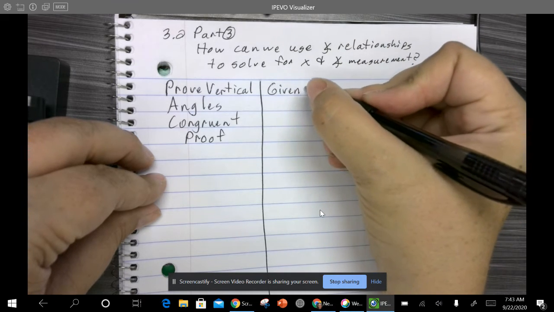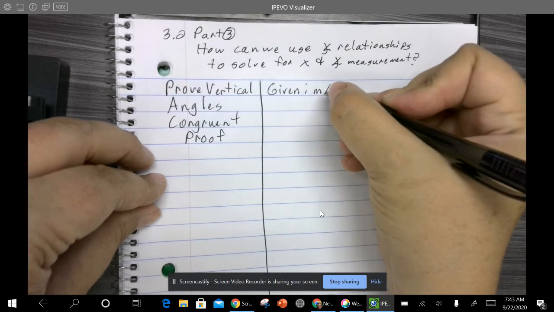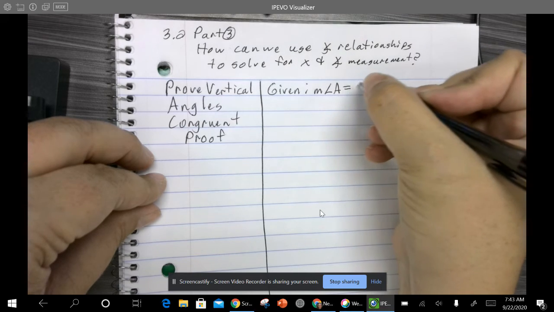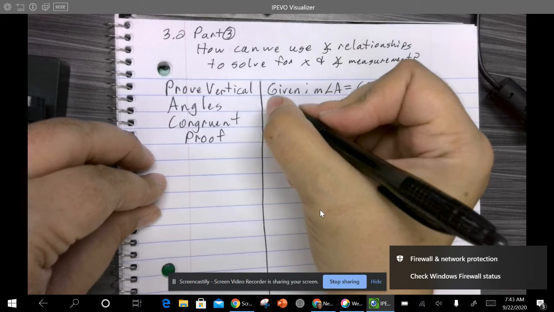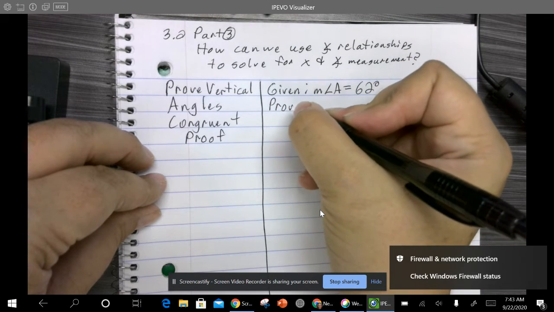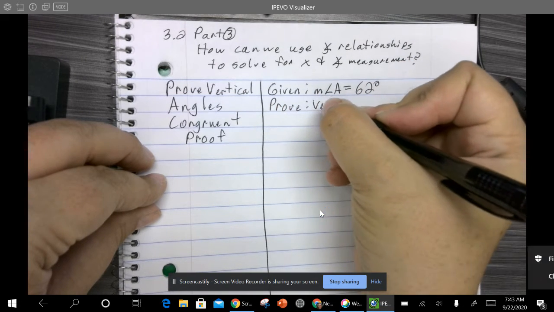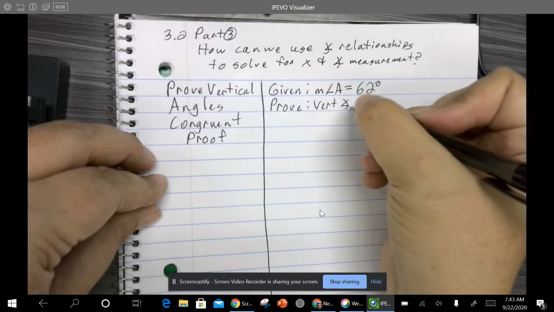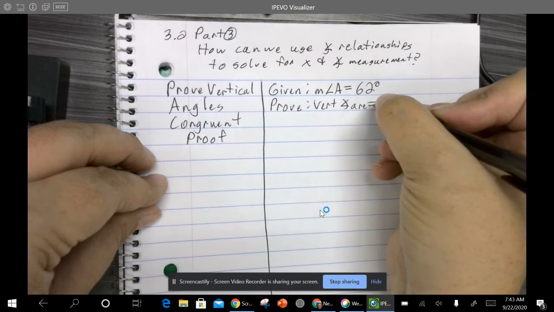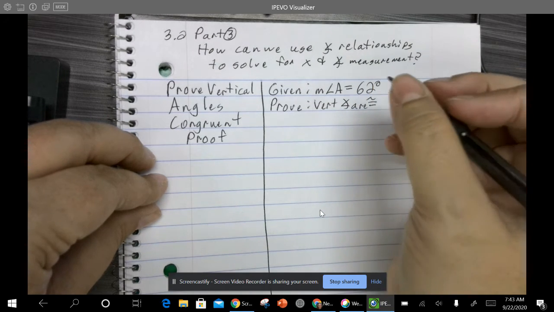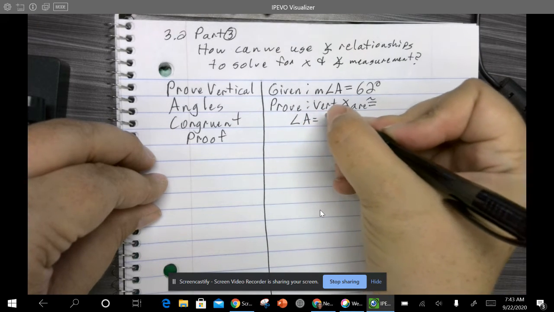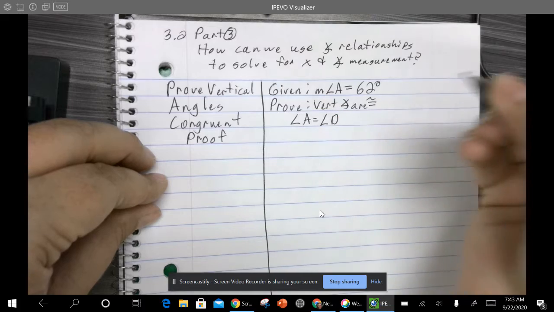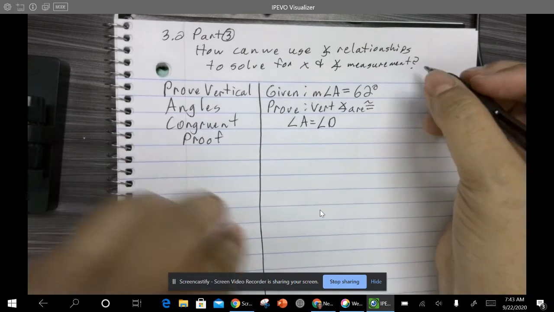Okay, so we're given that the measure of angle A is equal to 62 degrees. And we need to prove that vertical angles are congruent. So we're going to prove that angle A is equal to angle D. Okay, so that's going to be our last statement.